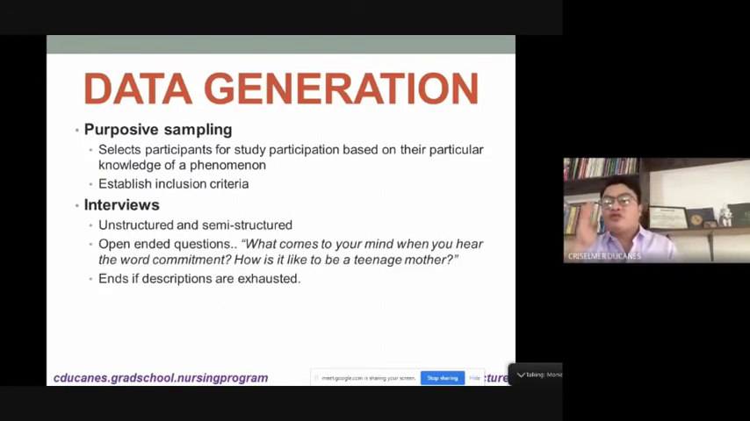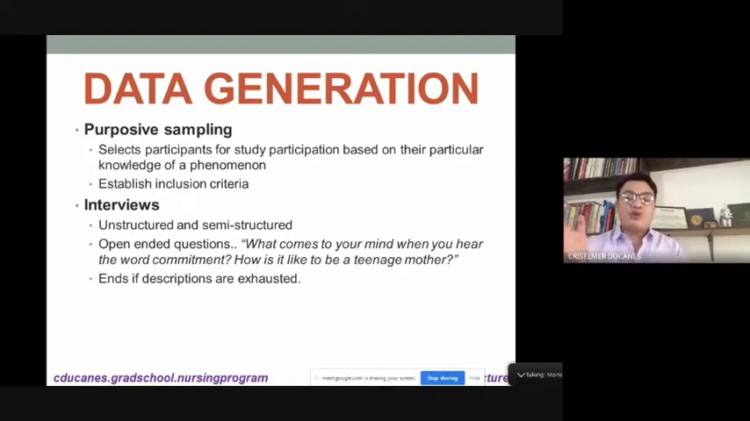Next is interviews. Okay? So as I have said, your interviews can be unstructured. That means you don't have guide questions. Okay? You just go to your participants, then you do interviews in a conversational manner. Or you can have your semi-structured. Okay? That means you have guide questions. So you interview the participants. Okay? From time to time, you glance at your interview questions if something is lacking or if you have a question to follow up. Okay? So you could either use unstructured or semi-structured interviews.